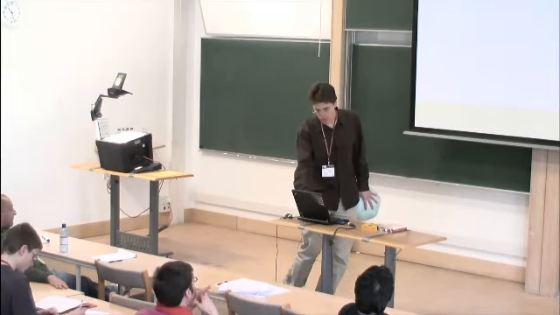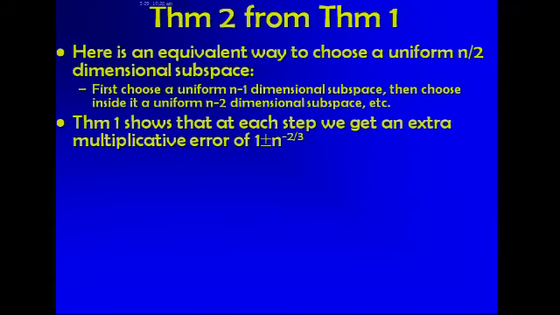I won't show the whole proof. Theorem 1 shows that at each step of this process, we get an extra multiplicative error of 1 plus minus n to the minus 2/3. Now we have something like n steps. We have n over 2 steps. So how much error do we accumulate? n to the 1/3. The first reaction would be something like e to the n to the 1/3. That's quite bad, right? Exponential. We want a good multiplicative approximation. We want 10%, 1 plus minus 0.1. So luckily this is not as bad.